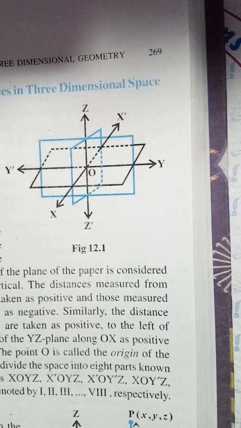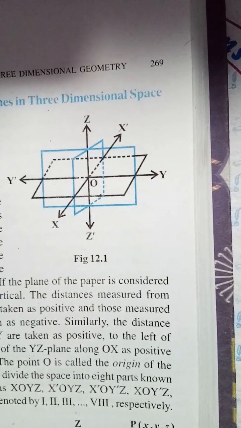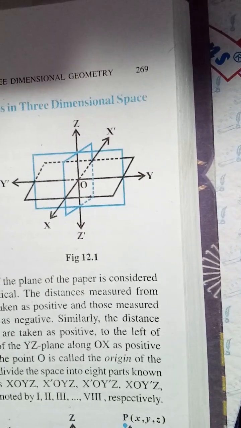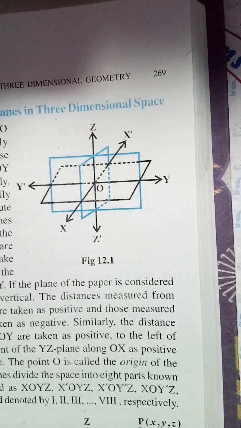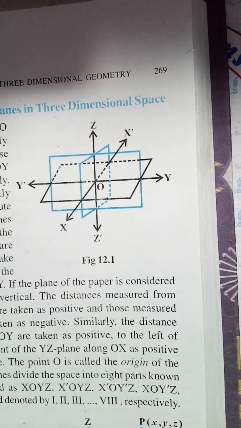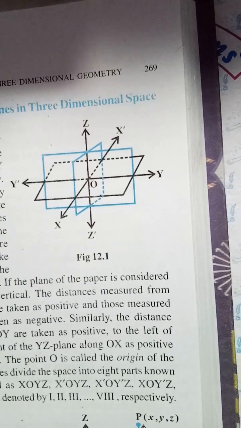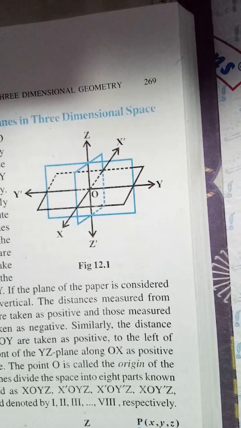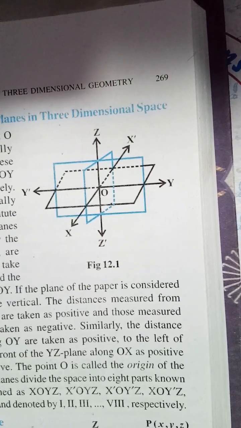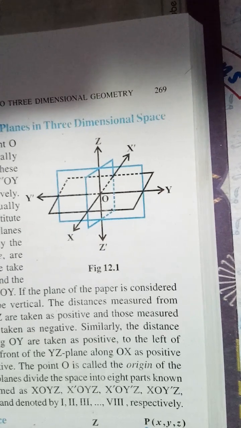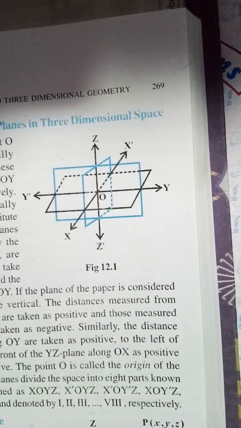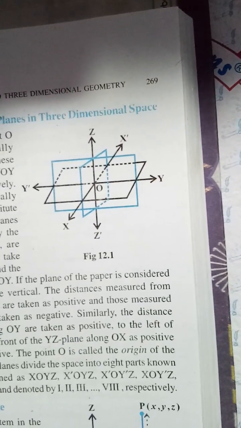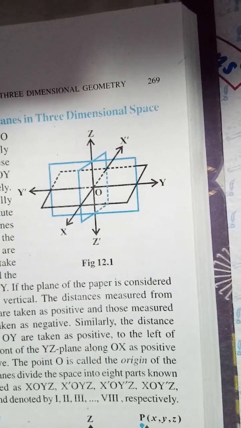Similarly, the distances measured to the right of the ZX plane along OY are taken as positive, and to the left of the ZX plane along OY' as negative. In front of the YZ plane along OX as positive, and to the back of it along OX' as negative. The point O is called the origin of the coordinate system. The three coordinate planes divide the space into 8 parts known as octants.